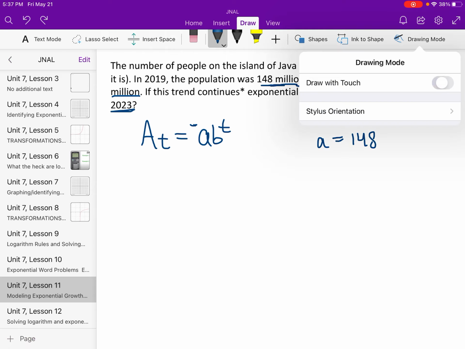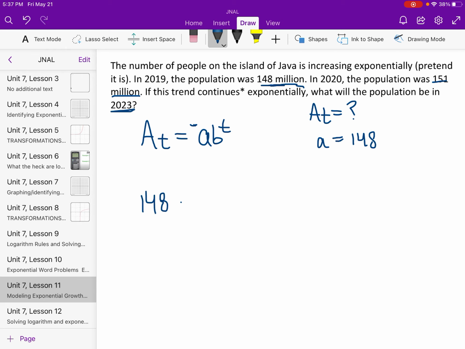So how has 148 changed to 151 million? We know that if we had 1 to 2, well, actually that's not a very good example. Let's do 8 to 16. We know that would be doubling, so that would be a 2 factor, a 2 rate, and we got that by dividing that by that. So we will need to divide 151 by 148, and we get 1.02. Since that's greater than 1, obviously it's increasing. So that would be our rate, 1.02.